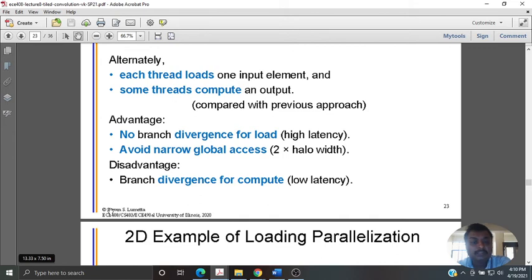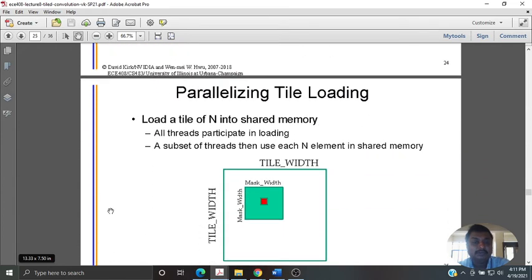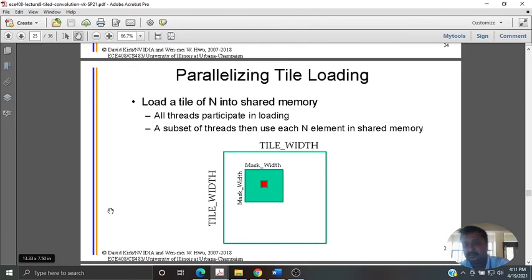So avoid narrow global access. What he is stating is he is loading the entire stuff at once, not loading the left halo elements, then center tile elements, with respect to output tiles. If your output tile is covered or not, that's what is being stated basically. Output tile is being covered with respect to input along with the halo elements. Okay. So thread block mentions input tile size, and each thread loads one element of the input tile. Some threads do not participate in calculating output, so they may not. And suddenly he's bringing in the 2D approach, so tile width and mask width.